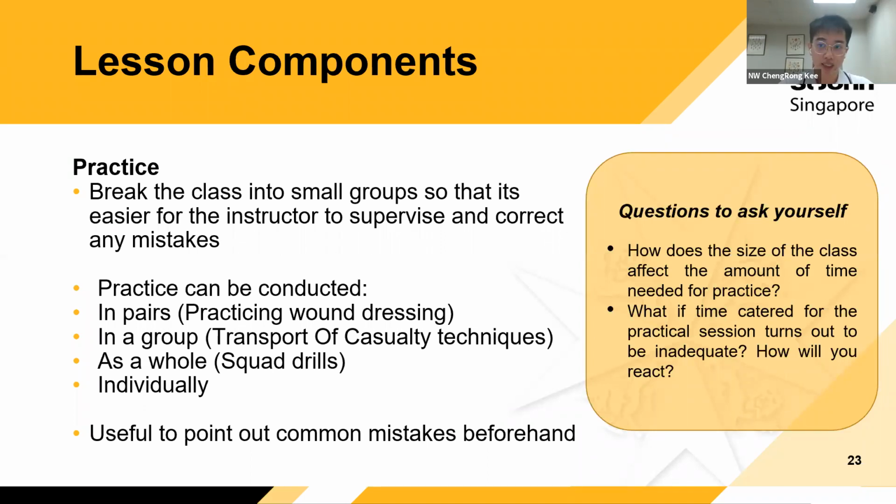So break the class up into how many groups and groups of how many can depend on your activity. For example, if you're doing wound dressing, you can break them into pairs. Or if you're doing transport casualty, you can break them into groups of 4 or 5. Or you can even do it as a whole if you're doing squad drills. Individually, you also can do some drills by yourself.